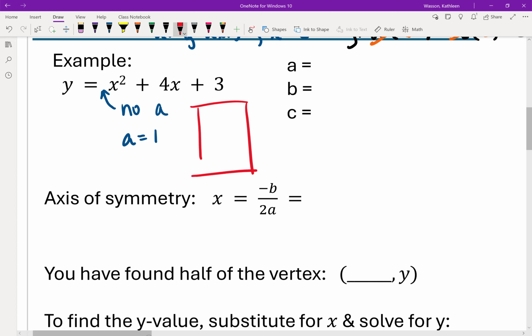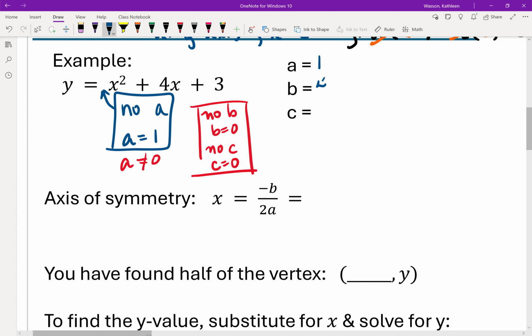If there's no B value and there's no C value, that's different. So if I don't have a B, then B is 0. If I don't have a C, then C is 0. But a missing A, we had a rule that A cannot ever be 0. So a missing A means A is 1. So for this equation, A is 1, B is 4, B is the number that goes with X, C is the number with no X, so it's 3.